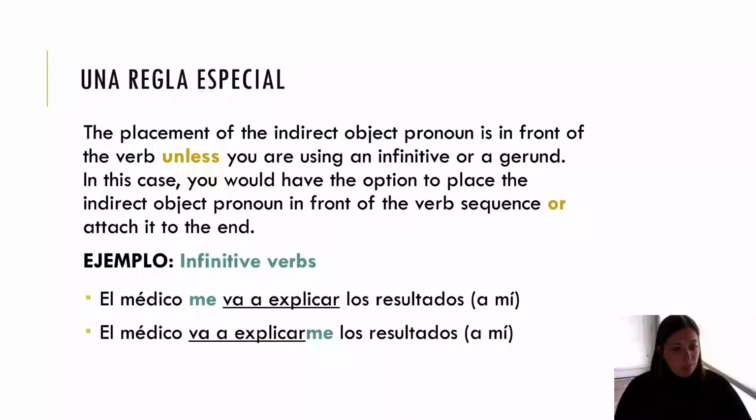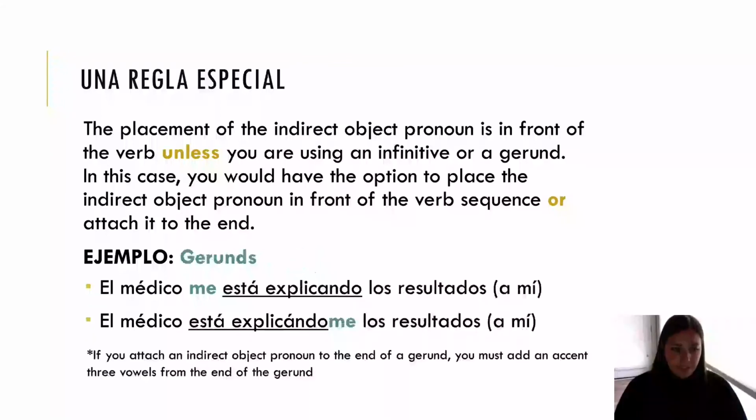So for an example of infinitive verbs, we have el médico me va a explicar los resultados. Remember, we could have the indirect object if we want, but it's not required, which is why it's in parentheses. So a mí. If we don't have it in front, then it goes at the end. So we have el médico va a explicarme los resultados.